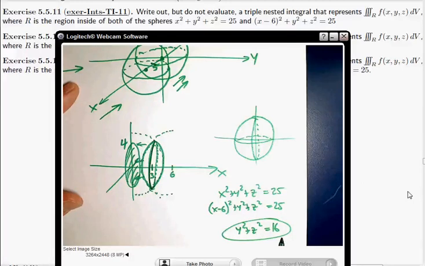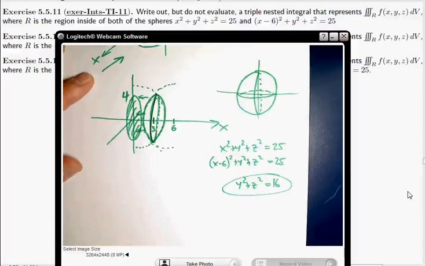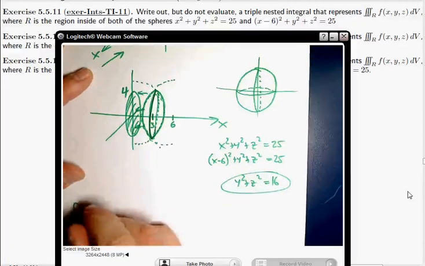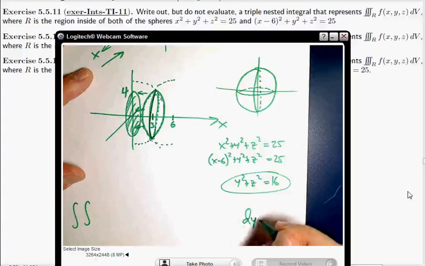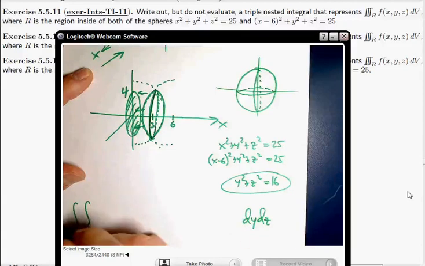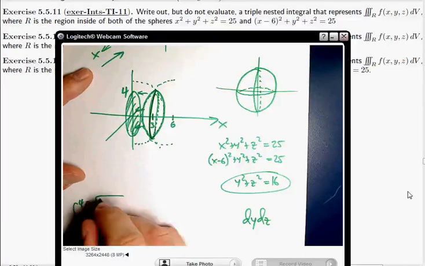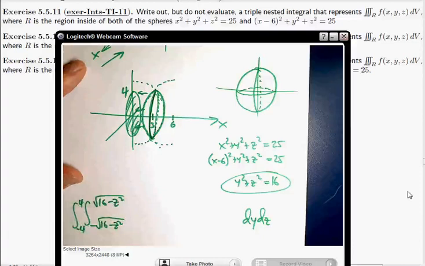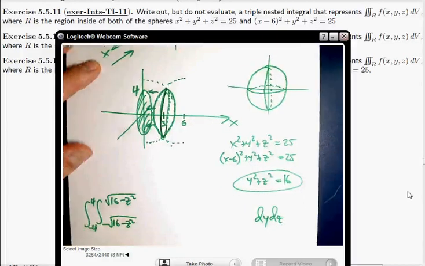Okay, so to solve for another equation. Once you have this, you know what the projection looks like. Now, again, it's almost over at this point. dy dz on the outside: z goes from -4 to 4, y goes from negative square root of 16 minus z squared to positive square root of 16 minus z squared. It's our usual game with the circles there.